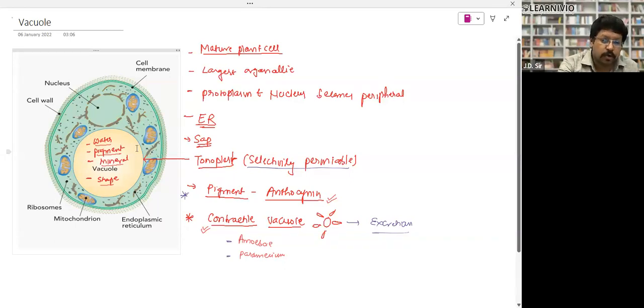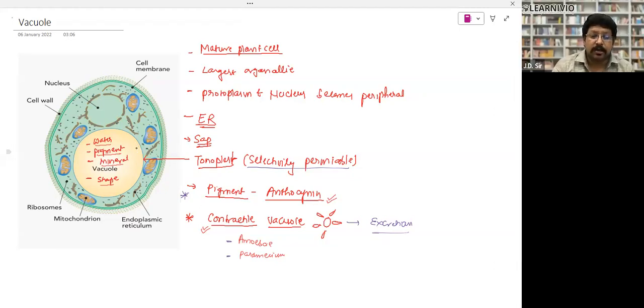What is the function of vacuole? One very important thing I want to pinpoint: this is the only membrane which has a different name. Every other organelle has an inner membrane, outer membrane, or simple membrane. But the membrane which surrounds the vacuole is called tonoplast. It is selectively permeable. Inside, there is water, pigment, mineral and some other components. The vacuole maintains the shape of the cell and stores lots of water and other things. This is the structure of vacuole.